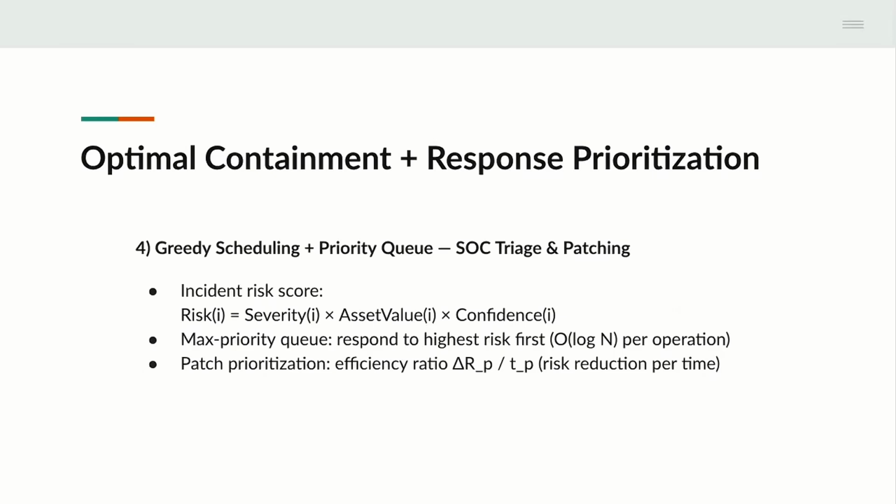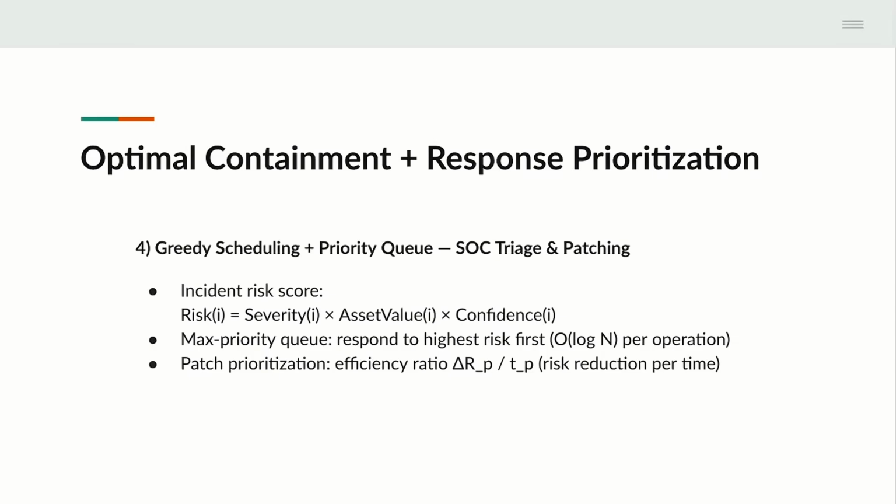Next, we are going to use greedy scheduling plus priority queue for SOC triage and patch allocation. Here, each incident gets a risk score. Risk is equal to severity times asset value times confidence. The system always responds to the highest risk incident first, like quarantining the most dangerous host or blocking the most critical link. Then it continues down the queue as SOC capacity allows.